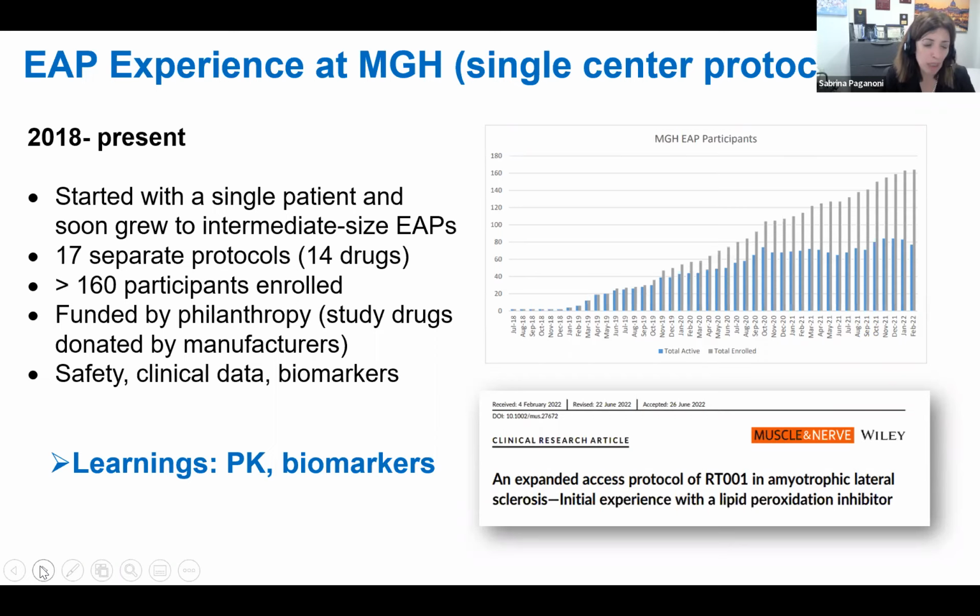So our EAP was actually the first time that the drug was given to an ALS population while the phase 2 trial was ongoing. And so we are also working on publishing other programs and our experience with other drugs. But essentially, the common theme here is that we have been gathering some interesting biomarker data for many of these drugs. And certainly, we'll be monitoring safety and clinical data throughout. And again, this is a broad patient population that normally is not studied in clinical trials.